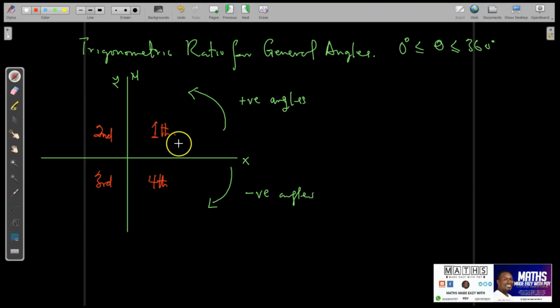So as I said, the trig ratios behave differently within each quadrant system. And from what we've learned so far concerning the trig ratios of special angles, that is going to help us understand the trig ratios for general angles. Any question on what I've said so far before I move on?